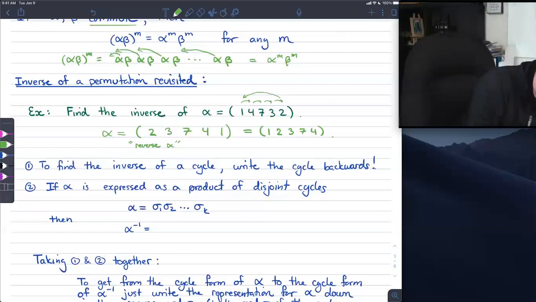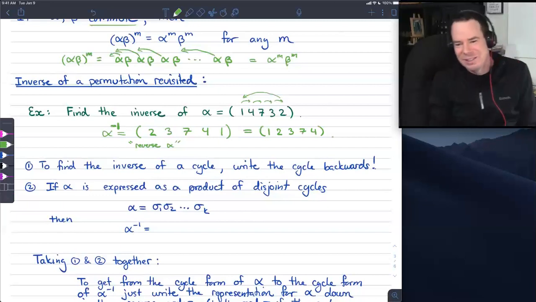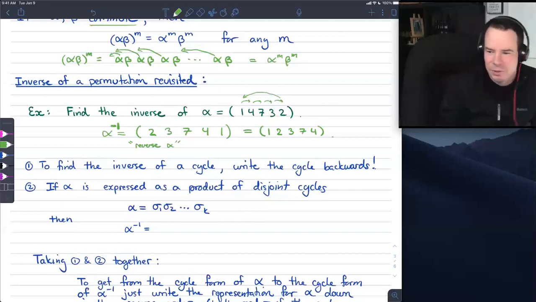Thank you. I forgot the inverse. Yeah, absolutely. I forgot to write down the inverse sign on the alpha. So it should be alpha inverse.